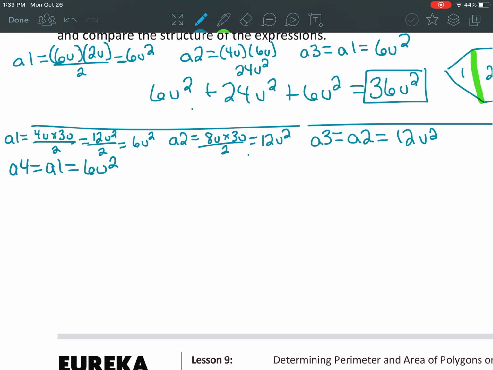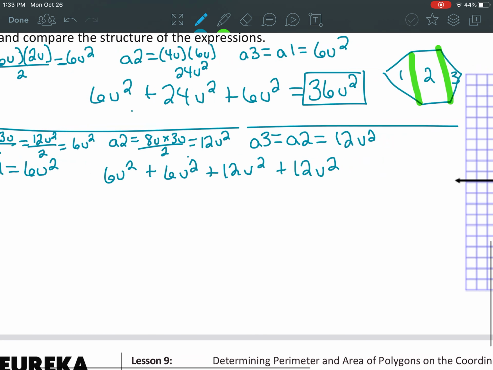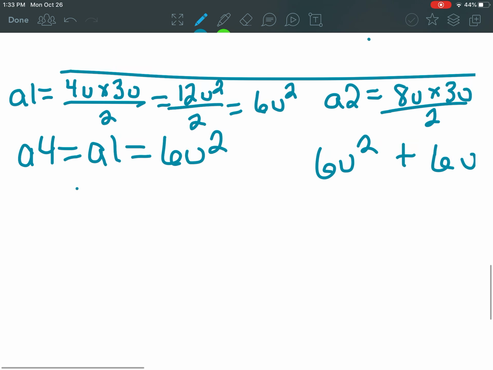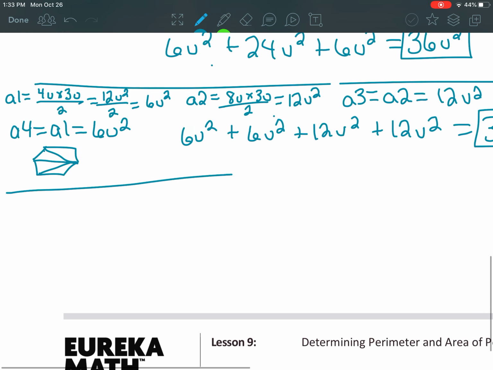Okay, now we need to add these. So 6 units squared plus 6 units squared plus 12 units squared plus 12 units squared. So 6 plus 6 is 12. That would give me 3 12s, which would be 36 units squared. Is that the same thing we got up there? Yes. So I'm going to draw another little quick picture so we know how we did that one.